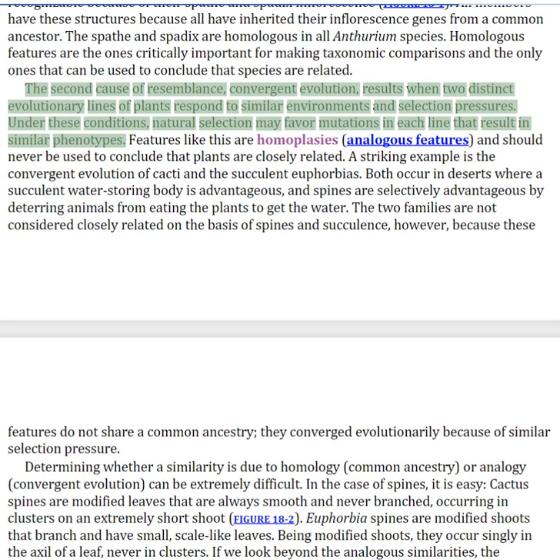The second cause of resemblance, convergent evolution, results when two distinct evolutionary lines of plants respond to similar environments and selection pressures. Under these conditions, natural selection may favor mutations in each line that result in similar phenotypes.